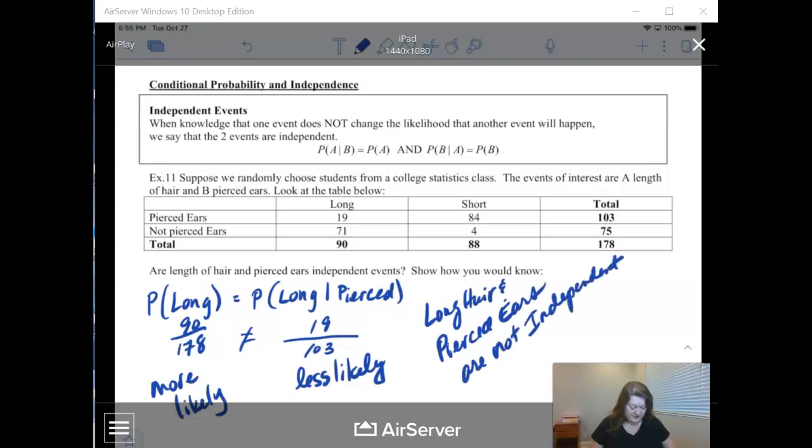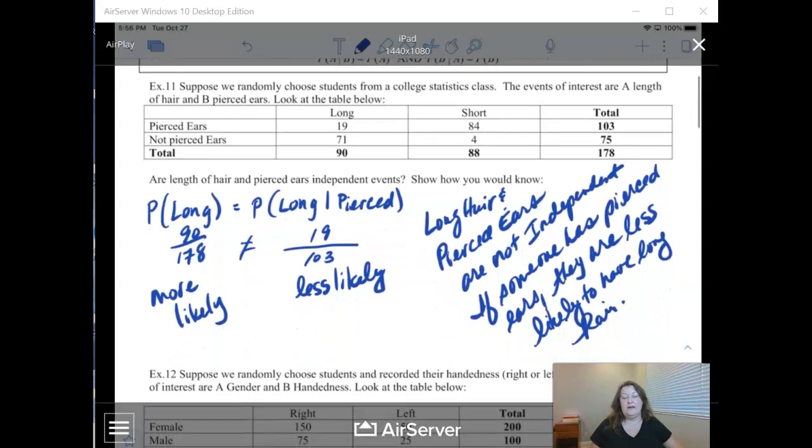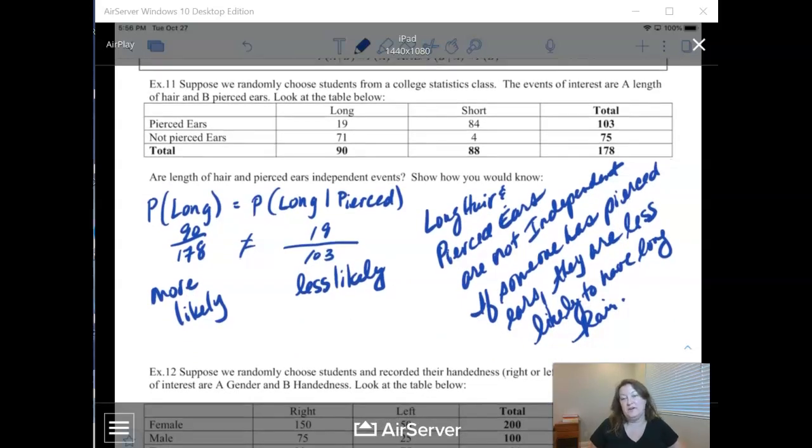As a matter of fact, we know that if someone has pierced ears, they are less likely to have long hair. Which I guess kind of makes sense. If you have pierced ears, you probably want to show them off. You probably don't wear your hair that long. Maybe. So that's basically the only test, you just have to know how to test for independence.